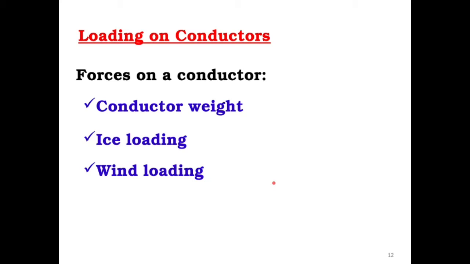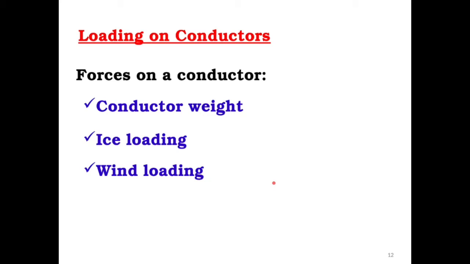But when you're talking about sag and tension, or considering the mechanical aspects of a transmission line, then we talk about the mechanical loads that are on the conductor. The first one is the conductor weight. It is obvious, no matter what material we use, no matter if we are using one material or a number of materials to make the conductor, that is going to be there.